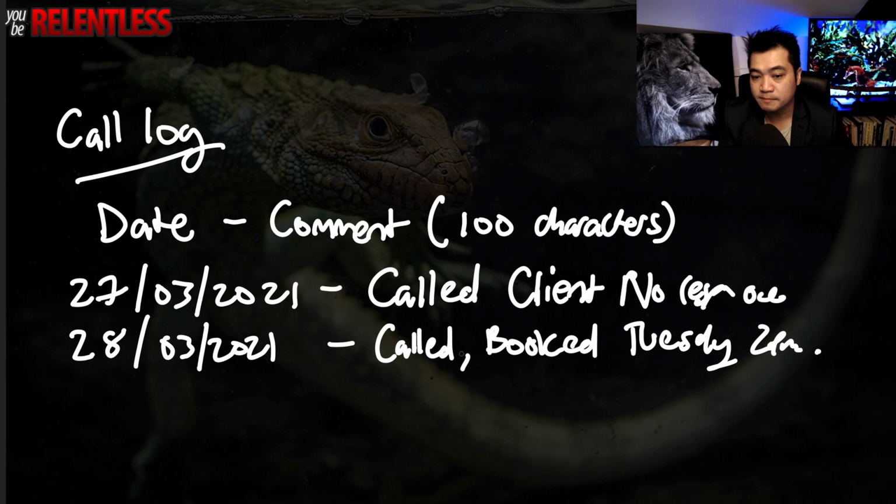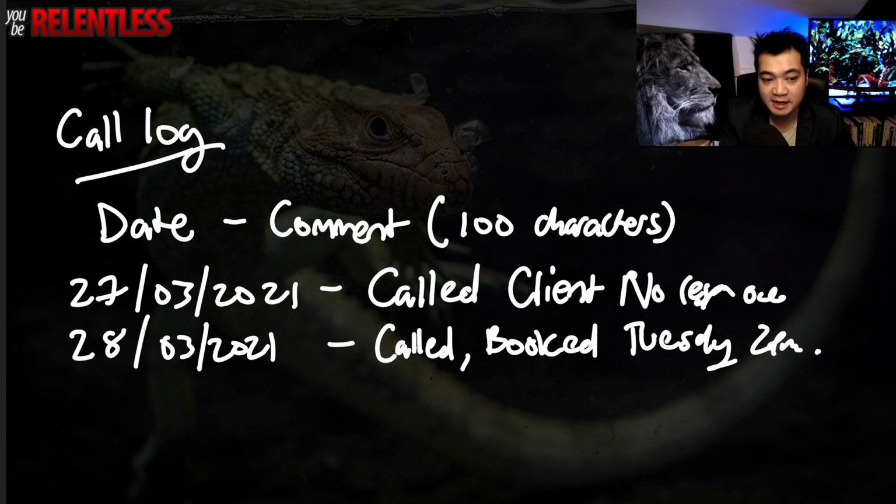I know that on the 27th, I called the client and they didn't respond back. The day after, I called them up and booked on Tuesday, 2 p.m. Fantastic. And then every day I go through my CRM again, and I can see, okay, where are we at with this prospect?